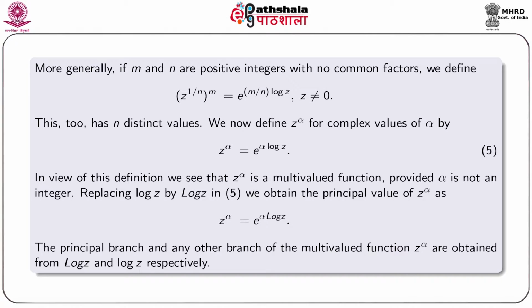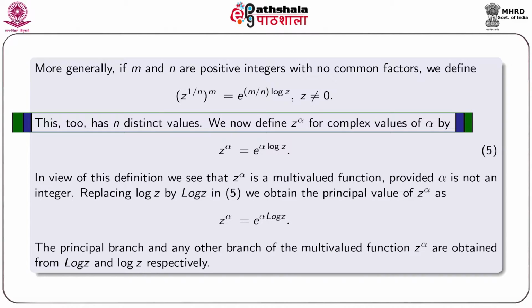More generally, if m and n are positive integers with no common factors, we define (z^(1/n))^m = e^((m/n) log z), provided z not equal to 0. This too has n distinct values.